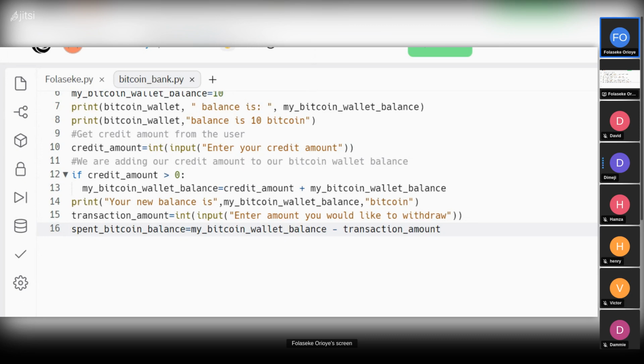Now, for you to buy it, you have to spend money, right? So the money you want to use to buy it is called what? Transaction amount. Am I correct? Yes, sir.